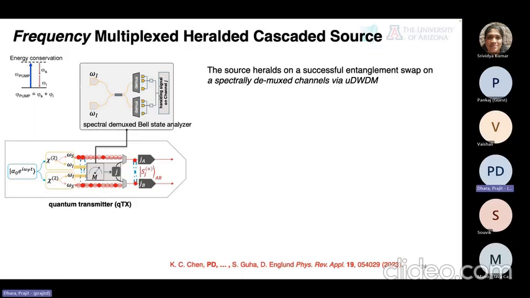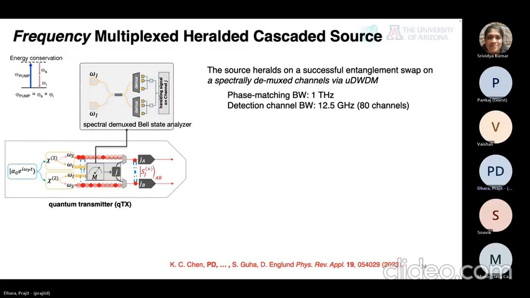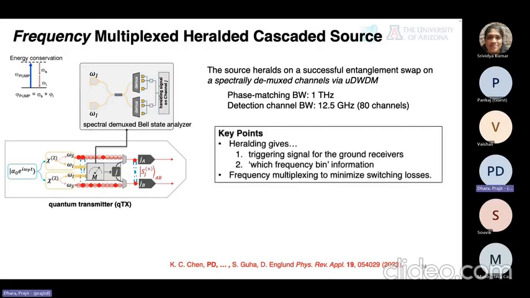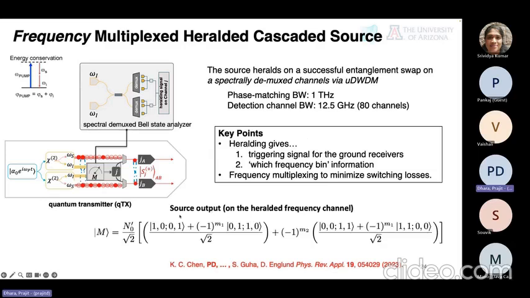So this was a theoretical proposal that we came up with. Kevin Chen, my collaborator, who's a student of Dirk Englund, and I came up with this idea where you can take some kind of SPDC crystal with a 1 terahertz phase matching bandwidth, do detection over 12.5 gigahertz channels, which is 80 channels. And since frequency multiplexing is near lossless, that's a hand-wavy statement, but let's say that it's near lossless, even with this, you can get to a source which generates entangled pairs almost every time. Again, heralding gives you a triggering signal for what the end party will receive, and you also get the frequency bin information. And the source generated is the same, because instead of entanglement just being over polarization, I'll have entanglement over different frequencies.